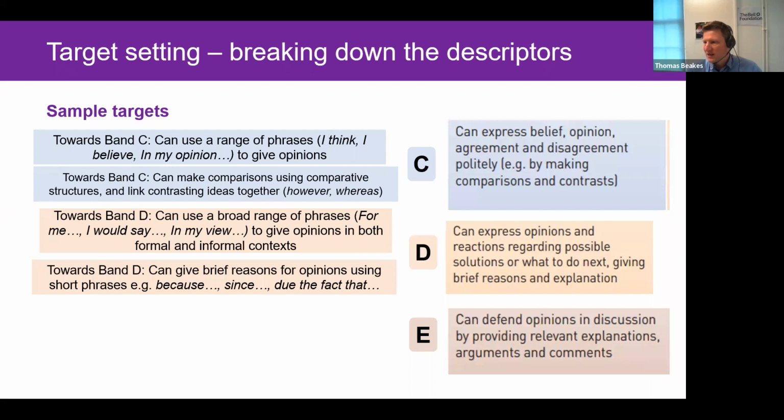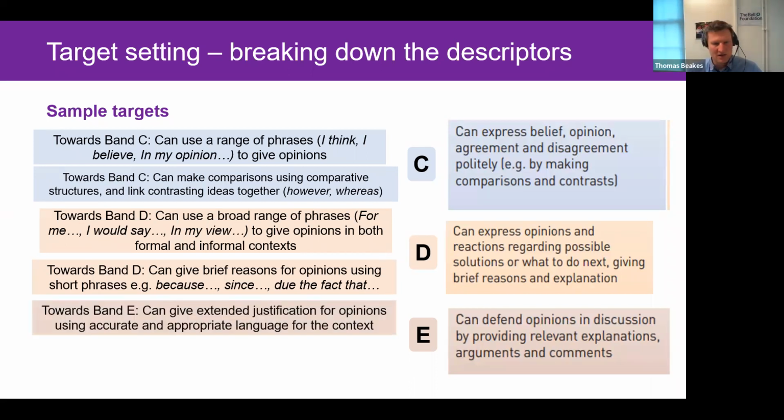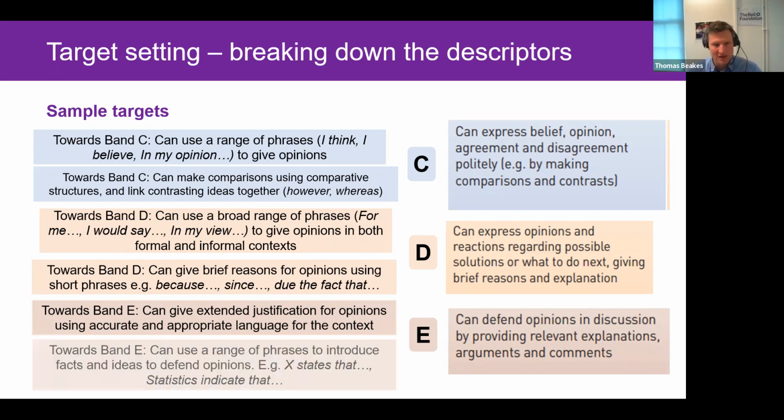And lastly, at band E, we've got this descriptor talking about defending opinions. And again, I think we can split that out. So we might want to say they can give extended justification for opinions. And we want to focus on accuracy of language at this point and using the appropriate language, so it needs to be appropriately formal. And we're talking about giving explanations here as well, and arguments.